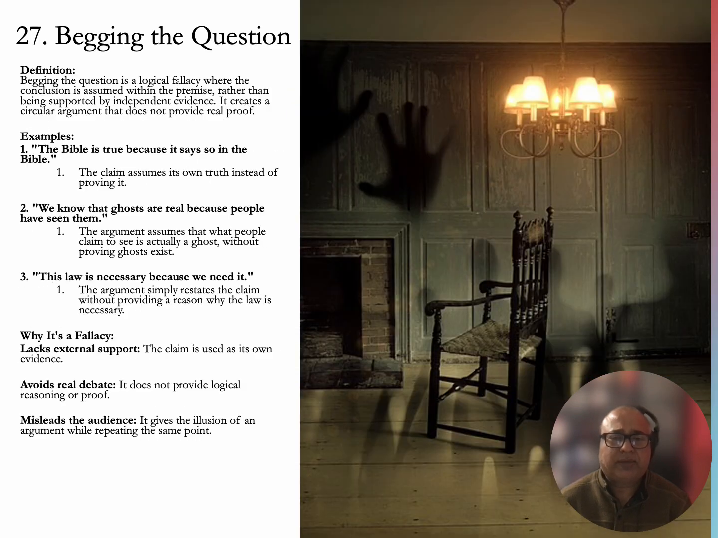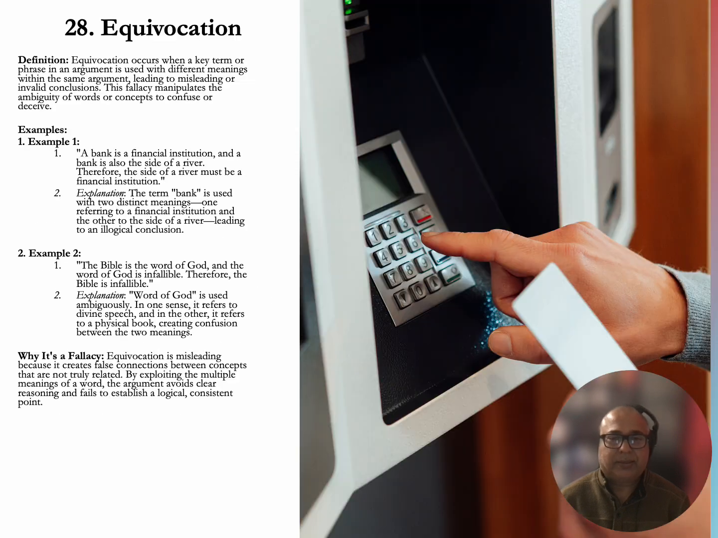Number 27 is begging the question. I think we went over this before. Let's look at the second example. We know that ghosts are real because people have seen them. I have never seen a ghost, and I hope I will never see a ghost. I do not believe that ghosts exist. I've given you the image. Behind me, you see the picture of a chair and a hand. That is supposed to be a ghost's hand, but it's a fallacy.